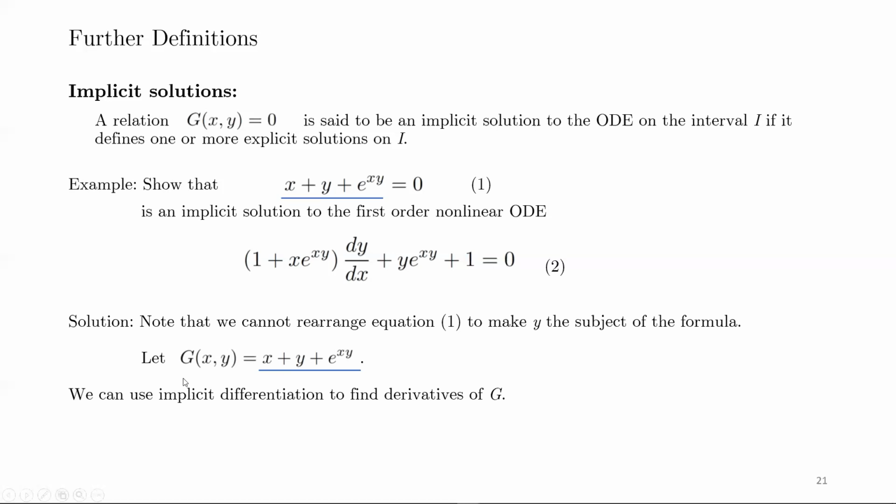Let's let this function g of x, y be equal to the thing we're testing to see if it's an implicit solution. So let's let g of x, y equal x plus y plus e to the xy, so this is equation 1 here. And we can use implicit differentiation to find the derivatives of g, because remember, y is a function of x, since y is the dependent variable and x is the independent variable. So if we're taking the derivative of g with respect to x, we need to remember that y itself is a function of x.